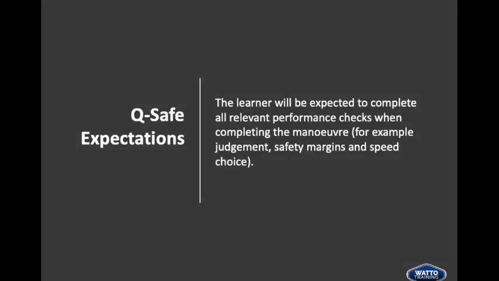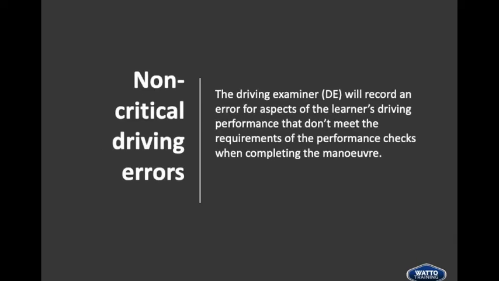Q-Safe expectations. The learner will be expected to complete all relevant performance checks when completing the maneuver. For example, judgment, safety margins, and speed choice. Non-critical driving errors. The driving examiner, DE, will record an error for aspects of the learner's driving performance that don't meet the requirements of the performance checks when completing the maneuver.